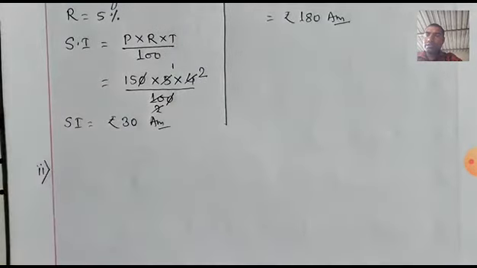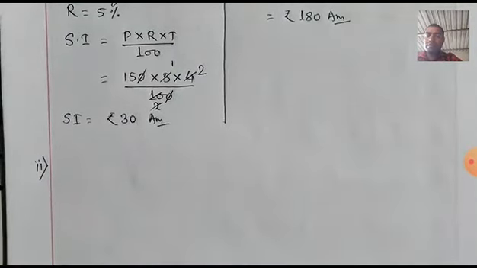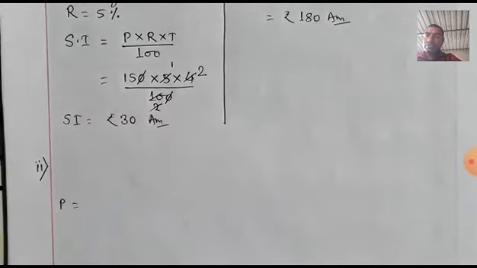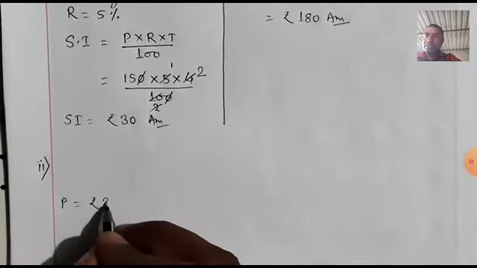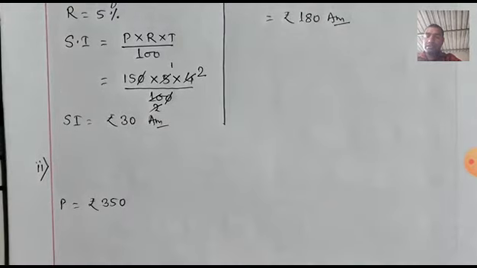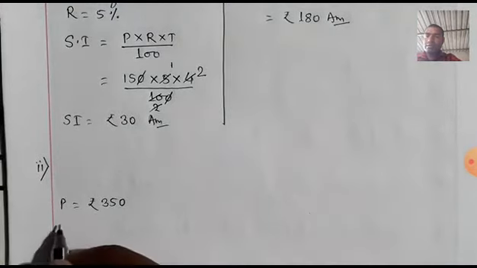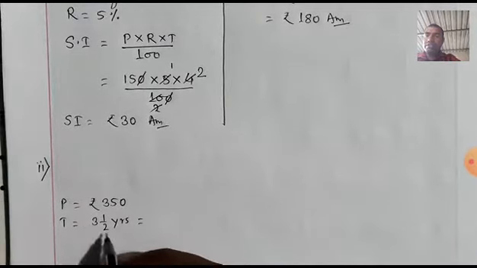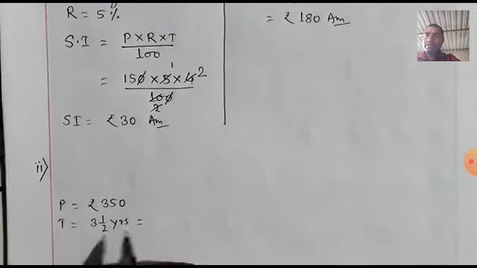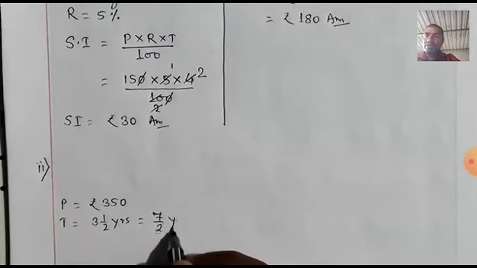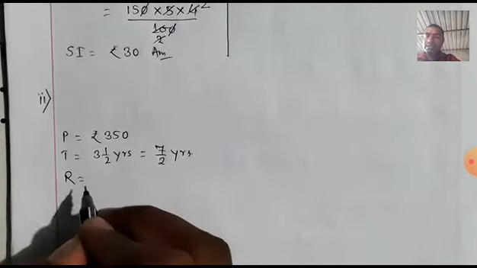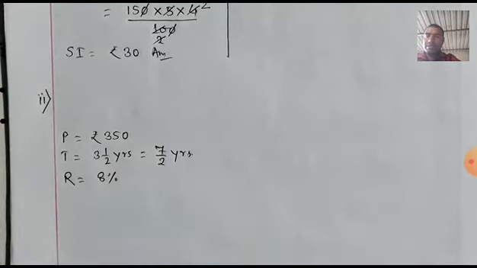In the second question, SI and amount you have to find out. In the second one principal is given, rupees 350. Time is given, which is 3.5 years. 3.5 years in the mixed fraction when converted: 3 twos are 6 plus 1 is 7, that means 7 upon 2. So time is 7 upon 2 years. Then rate is given, 8% per annum.